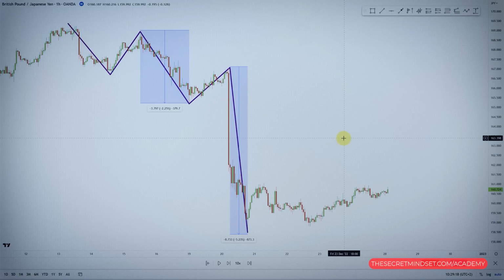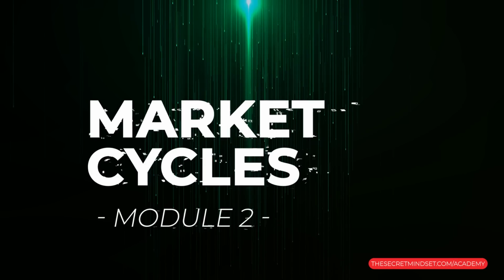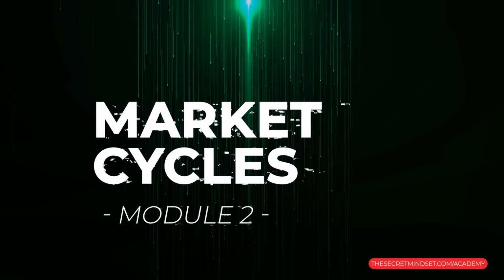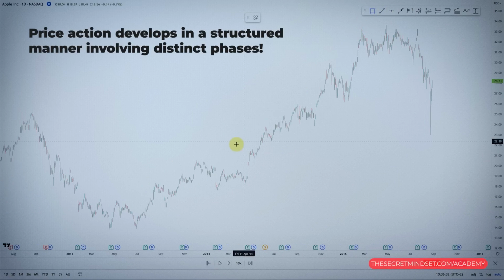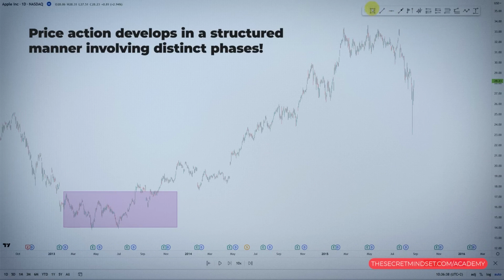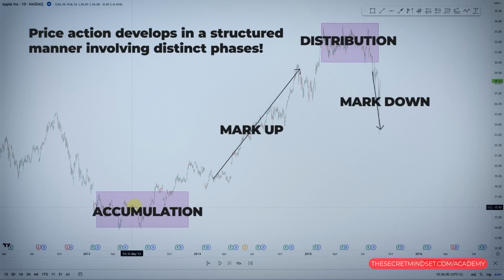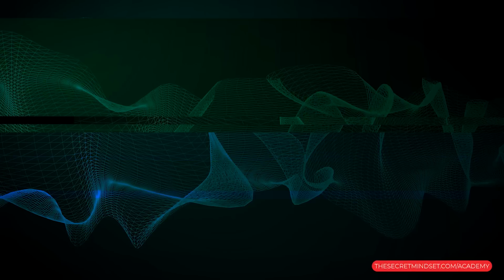Now let's talk about market cycles. Price action in the financial markets doesn't occur randomly. Instead, it appears in a structured manner involving distinct phases. Price action follows 4 distinct cycles: accumulation, markup, distribution, and markdown.